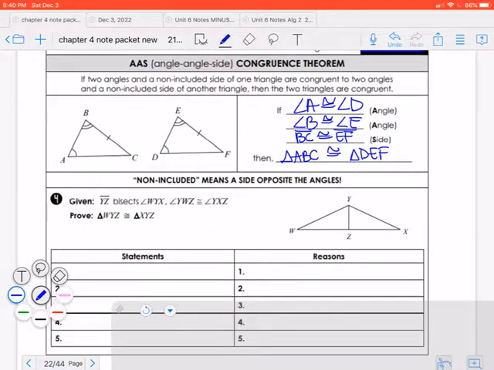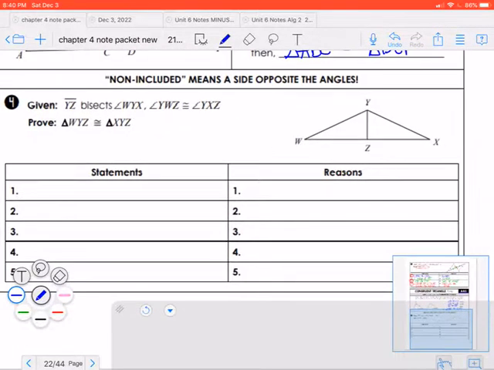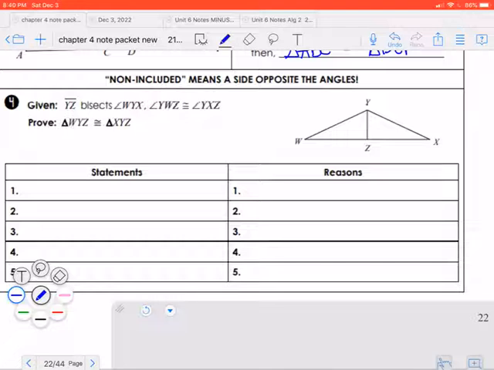All right, our first proof. It says we're supposed to prove that WYZ, the triangle on the left, is congruent to XYZ, the triangle on the right. First thing it says is that YZ bisects angle WYX. So let's look at that on the diagram.